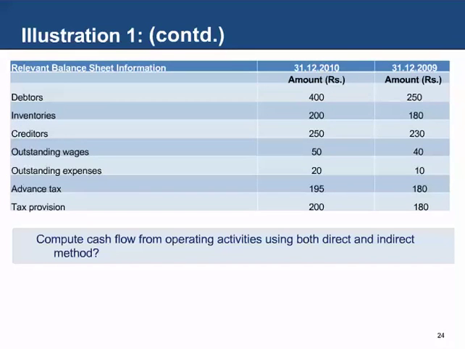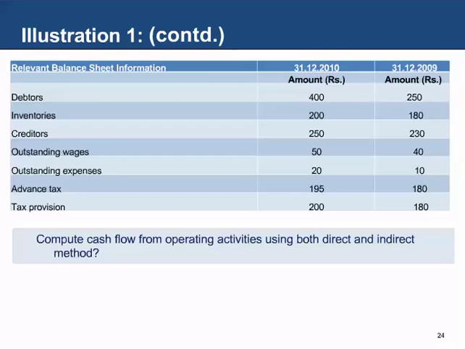So in this illustration, relevant balance sheet information is given as follows. The debtors have a closing balance of 400 and had an opening balance of 250. Inventories have a closing balance of 200, opening was 180. So again, this is an increase. Creditors, closing balance is 250, opening was 230. Outstanding wages, closing 50, opening 40. Outstanding expenses, closing 20, opening 10.